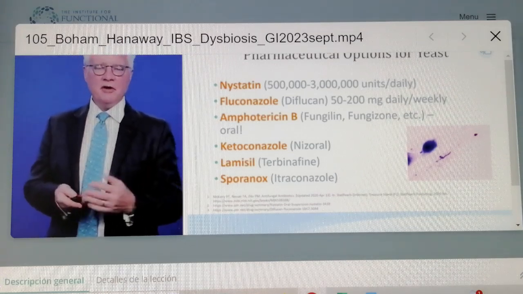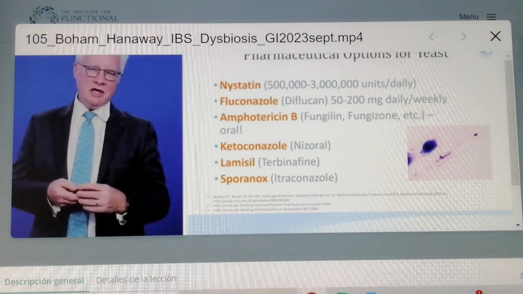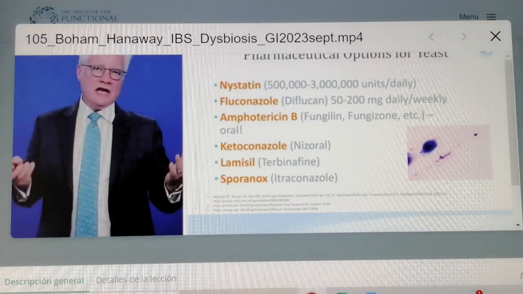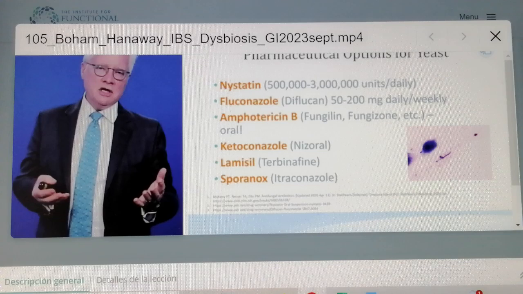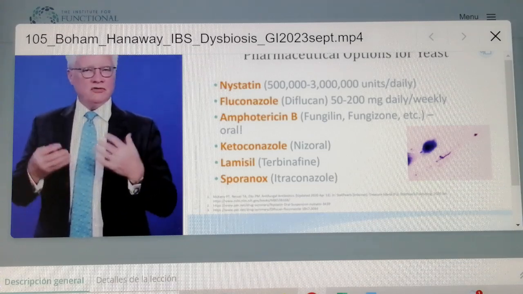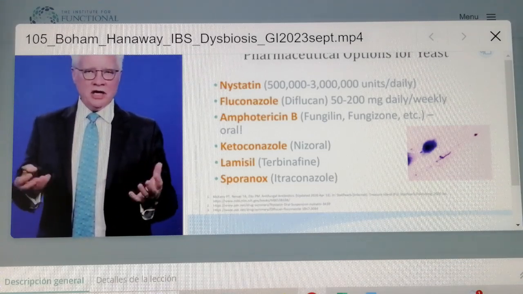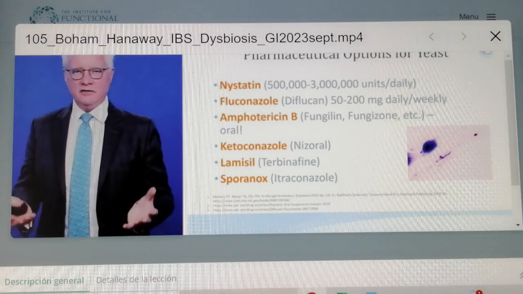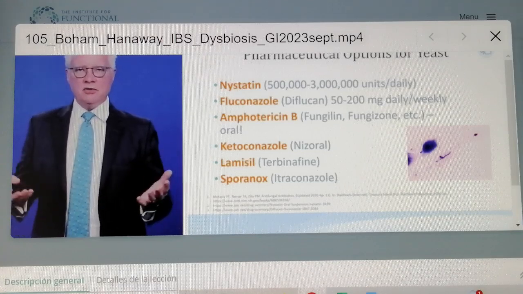And then sometimes there are pharmaceutical options that are necessary. In my practice, the one that I use most is fluconazole. I found it to be very effective. I was very worried about it early on in my career that it was going to cause liver function problems, which is what we're told.